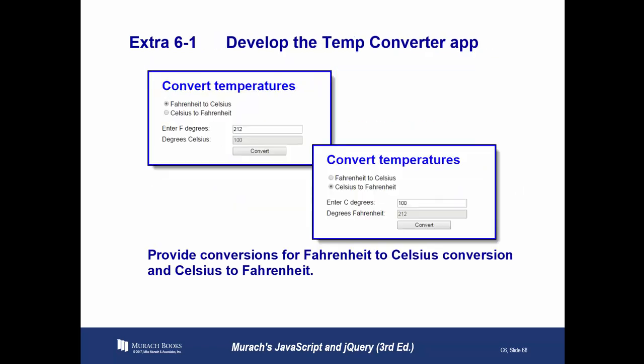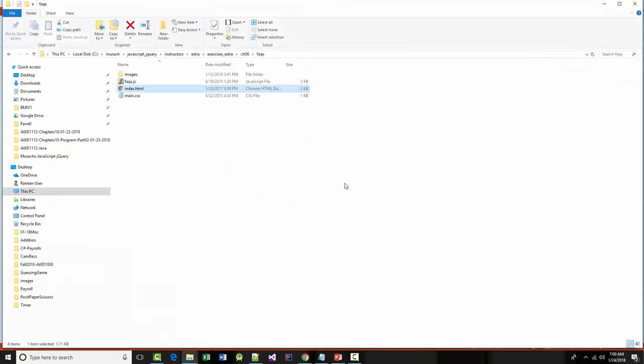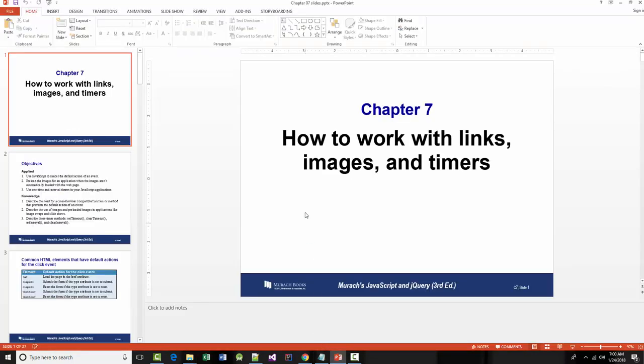All right, and that pretty much is it for the chapter. So when I come back in just a couple minutes, I'm going to go over Chapter 7, which is a much shorter chapter. Chapter 7 is on how to work with links, images, and timers. And that will complete Part 1 of the text. Okay, so I'll be back with that very shortly.